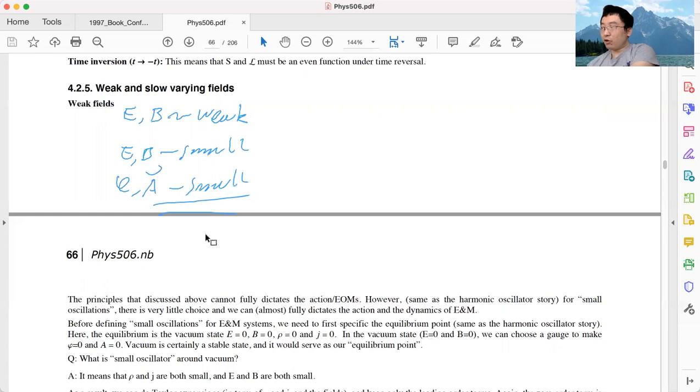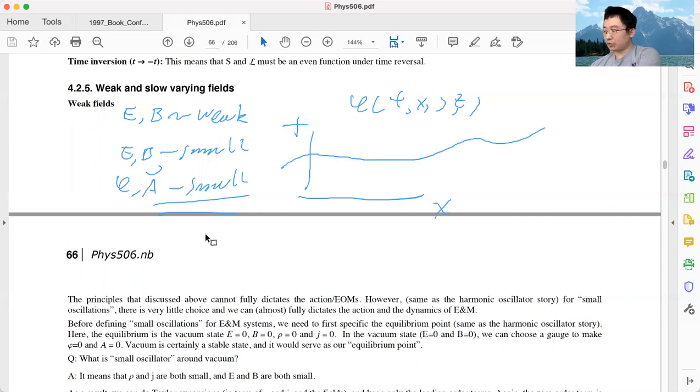Slow varying means this function, say phi, the scalar potential, a function of t and x, y, z, changes slowly as a function of time, or x, or y, or z. So if a function, let's say this is a function f of x, changes very slowly, it means that the derivative of f is small. Slow varying means it's almost constant. The derivative is almost zero. Derivative is small, and it also means that higher order derivatives are even smaller.